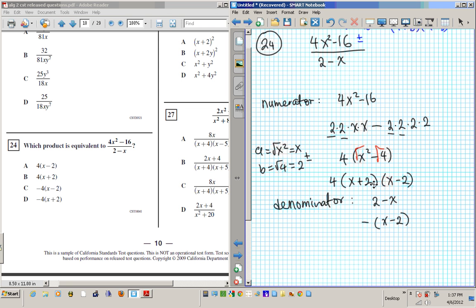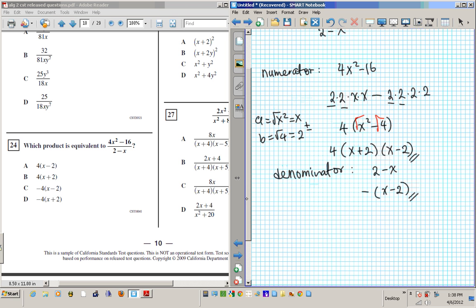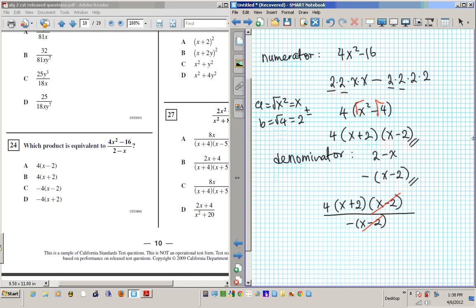Okay, so this goes in the numerator, and this goes in the denominator. And let's see what cancels out. Okay, so we bring them together. We have 4 times x plus 2 times x minus 2 divided by negative x minus 2. Okay, so what happens here? These two are alike, so this and this cancel out, and then you're left with the minus over plus on the top, which is minus 4 times x plus 2.